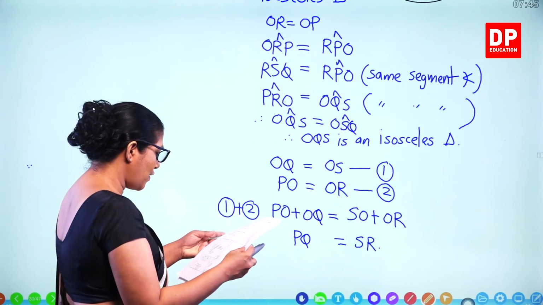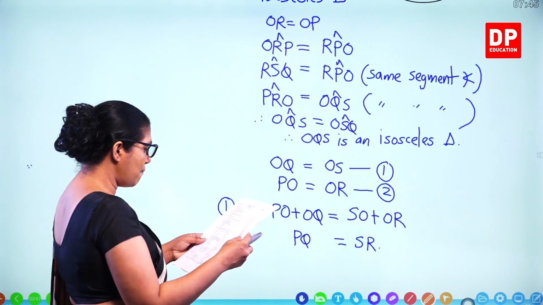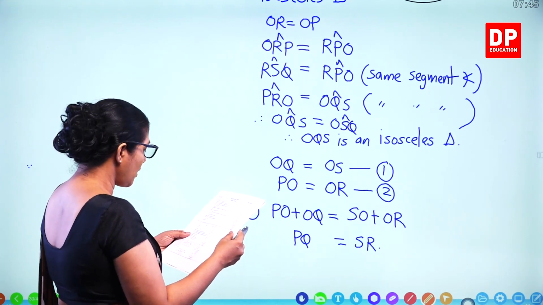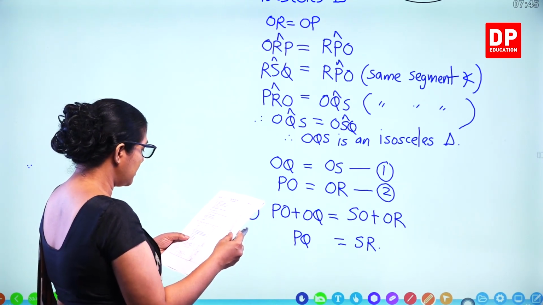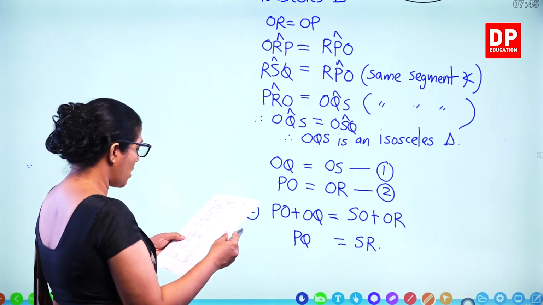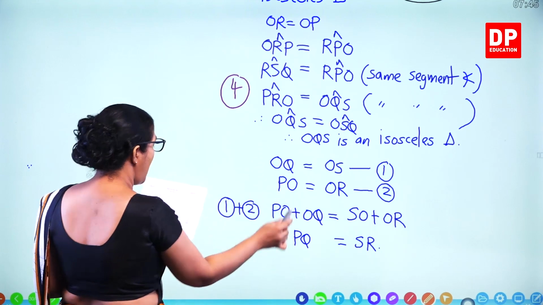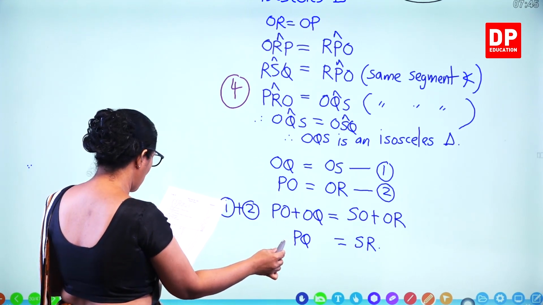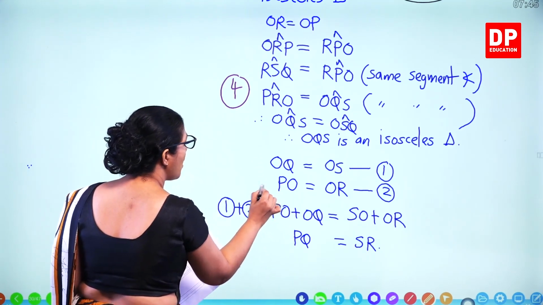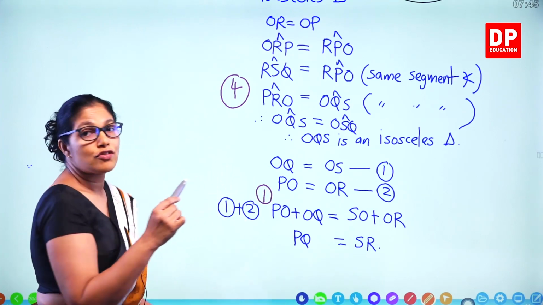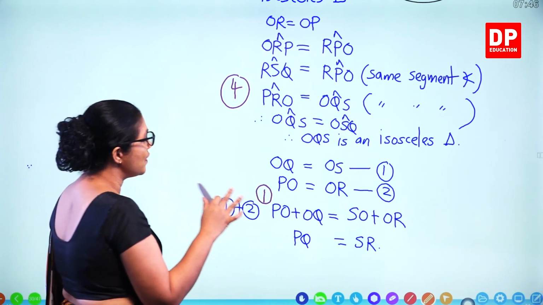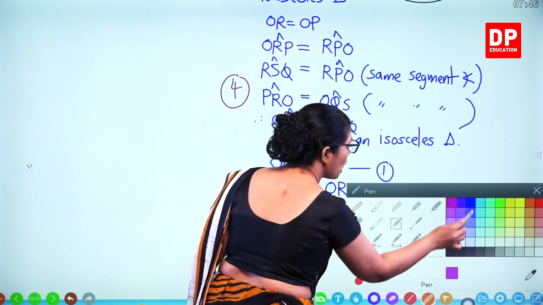So how many marks for that part? You are getting 5 marks. You are getting 4 marks for showing all these up to here, and then adding the 2 equations and finding this, 1 mark. So 5 marks altogether. So this 5 and the previous 5 marks, 10 marks for that question.